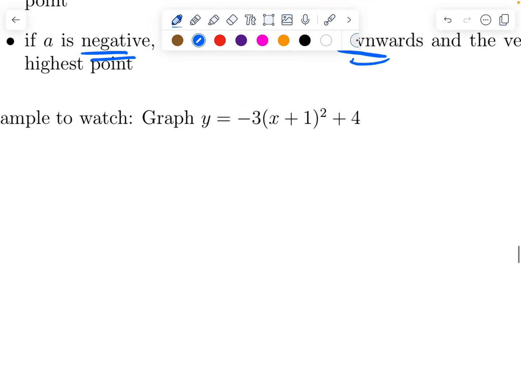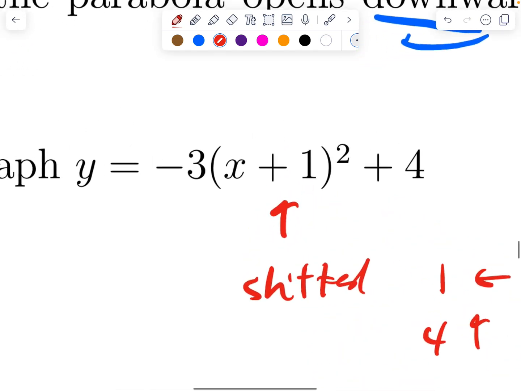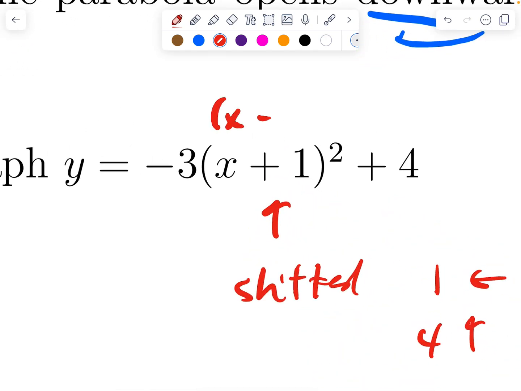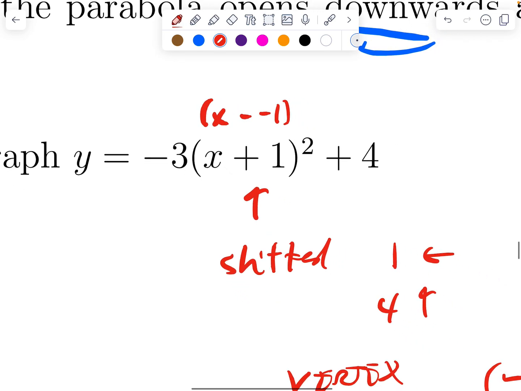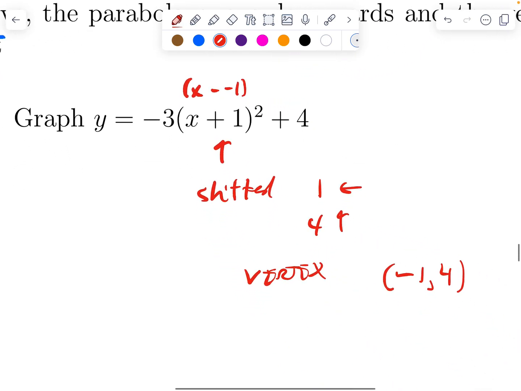Suppose we want to graph this. Y equals -3 times (x plus 1) squared plus 4. Right off the bat, I'm going to notice that we shifted 1 to the left and 4 up, which means the vertex will be at -1, 4. If you're following that original pattern very mechanically, you have to write this with a negative. So we have x minus -1. The x coordinate of the vertex is at -1. So I know where that vertex is.